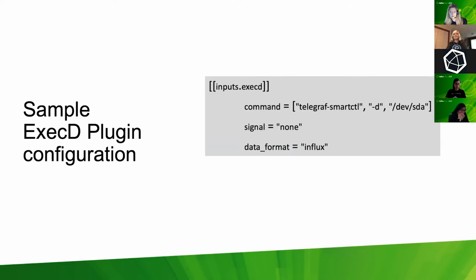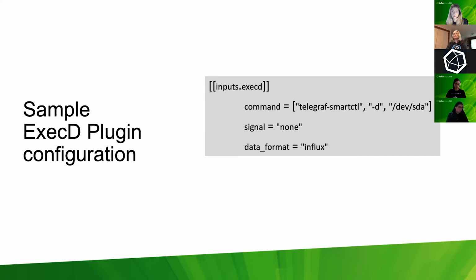So here's an example of what the configuration looks like. It's pretty simple. This is an input plugin. The input's execd. You just give the command that you want to be invoked. We start the process, and then it's a long-running process. In this case, Telegraf smartctl is running. You can pass command line arguments to it, in this case -d, /dev/sda.